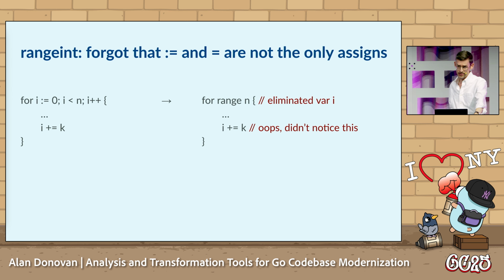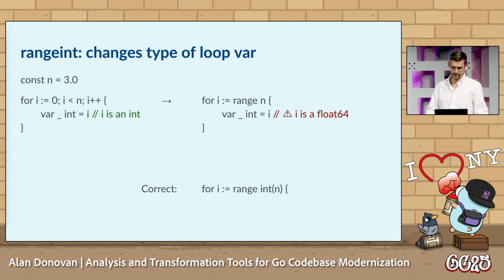The second one is a very shallow bug. When I added logic to fix the previous bug, I forgot that there are more kinds of assignment than := and =, and so I forgot about +=. And so this one slipped through the radar of the analyzer and caused it to mess up the code. At least this time, though, we got a compile error.